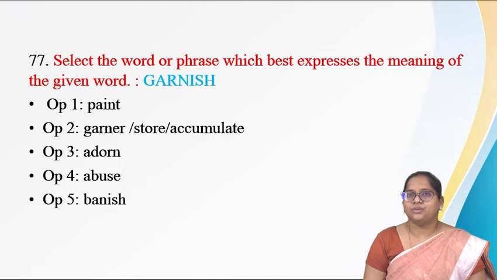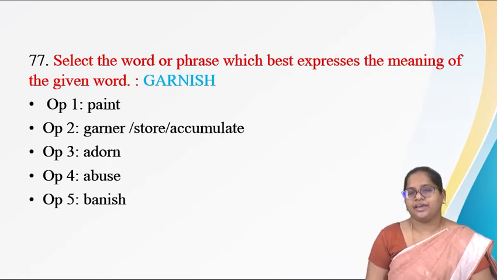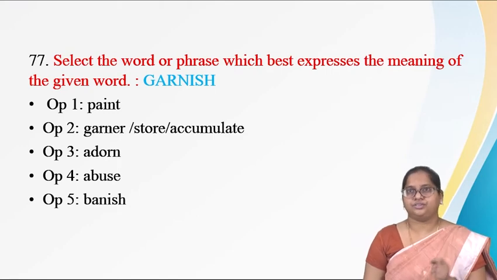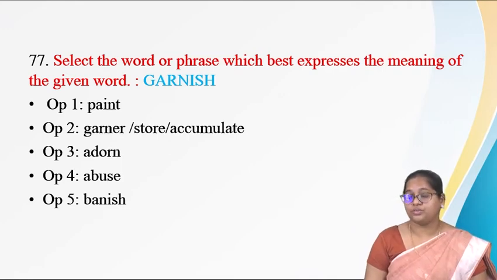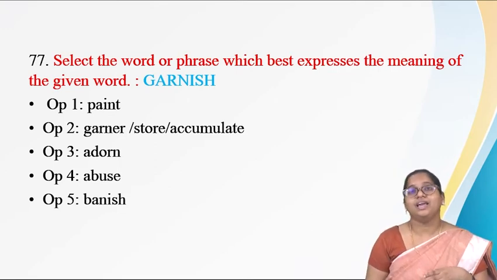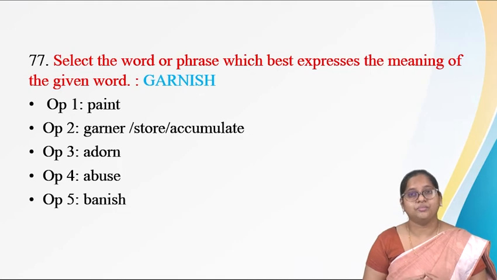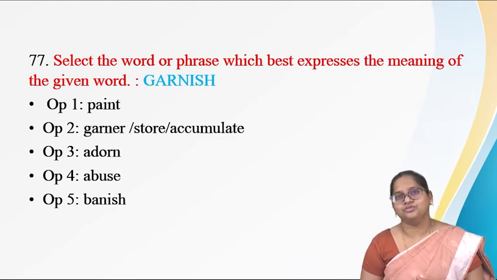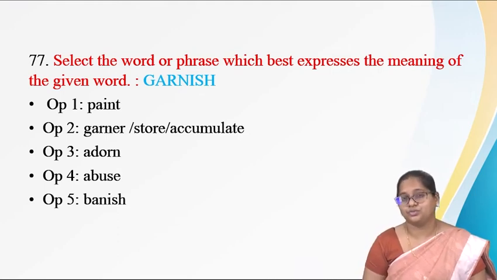Option 5. Question 77. Select the word or phrase which best expresses the meaning of the given word. Again, one more synonym. What is the question? Garnish. What is the meaning? Garnishing something. Option 1, paint. Is garnishing to do with painting or not? Option 2, garner. That means the sound of the question given and the sound of the option are the same. Garner, or store or accumulate. Storing or accumulating is when you pile up and preserve. Option 3, adorn. Hold on. Option 4, abuse. It's not anything to do with abuse.